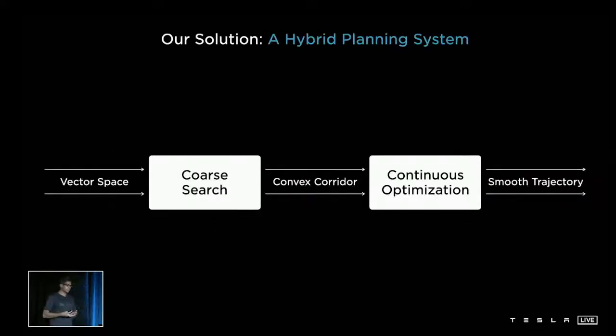Our solution to this entire problem is to break it down hierarchically. First, use a coarse search method to crunch down the non-convexity and come up with a convex corridor, and then use continuous optimization techniques to make the final smooth trajectory. Let's see an example of how the search operates.